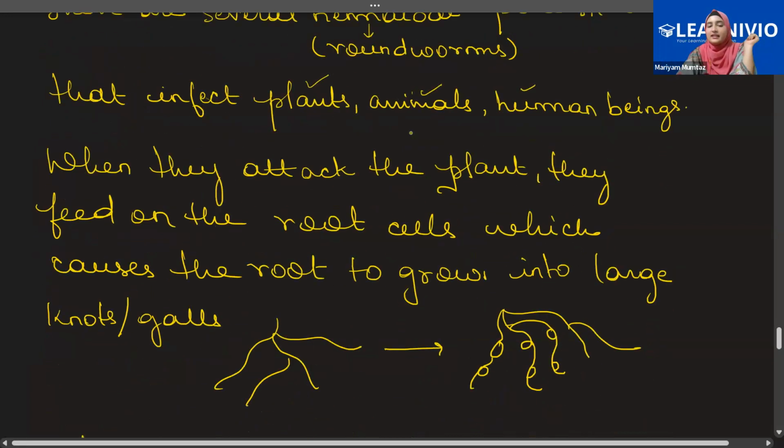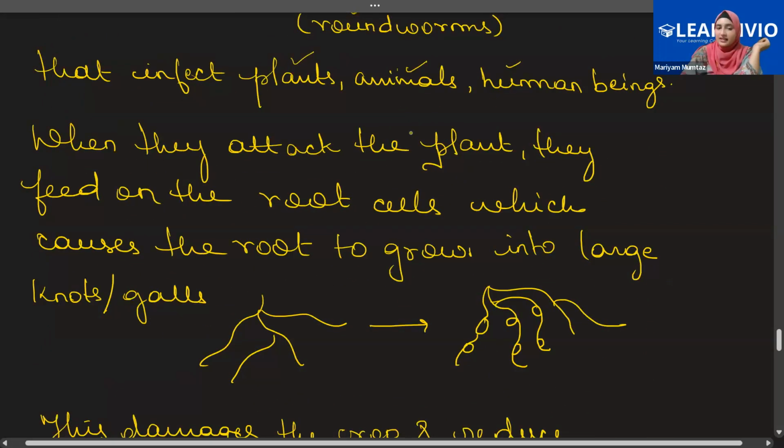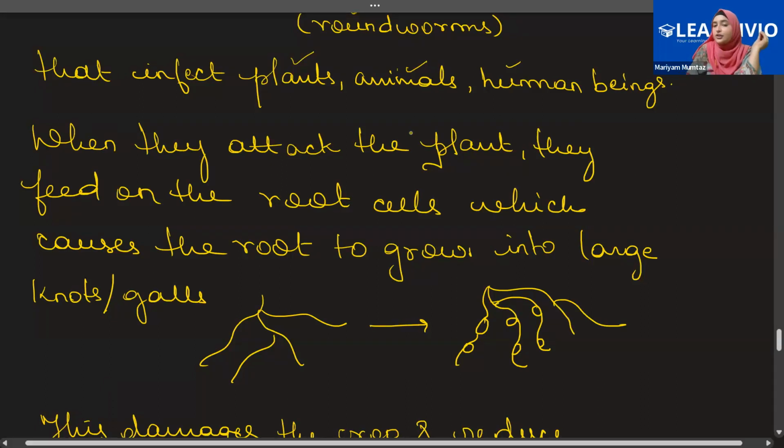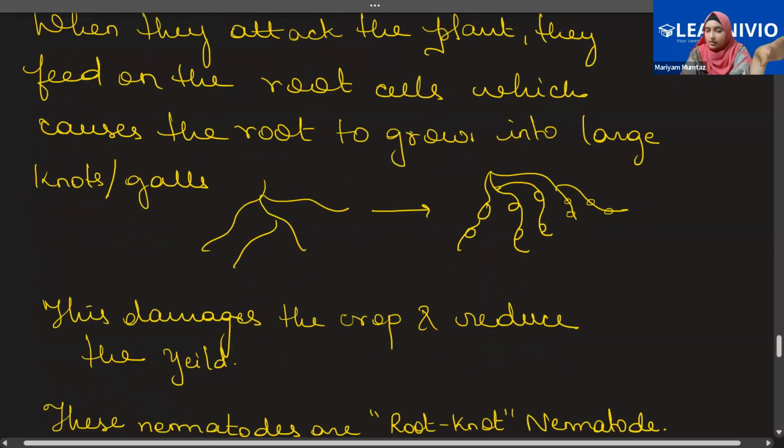Now, when they attack the plant, they feed on the root cells, which causes the root to grow into large knots or galls. They create tumors in the roots. Okay, tumors, a big mass of cells. Now, this damages the crop. It does not let the root absorb enough water, enough minerals.